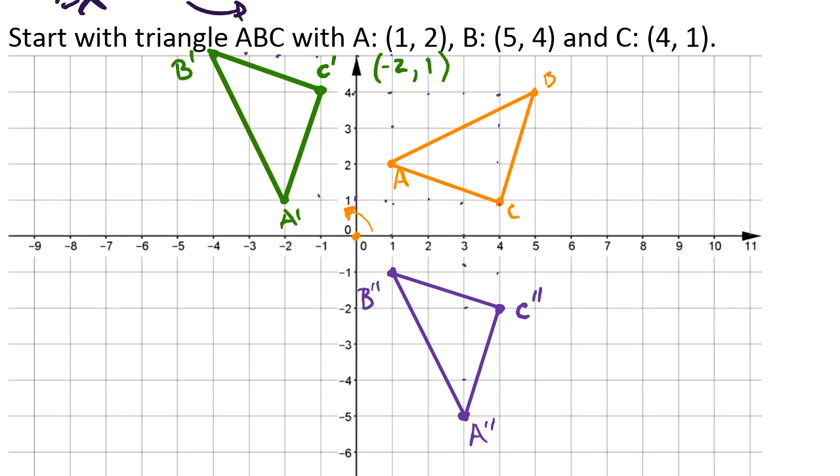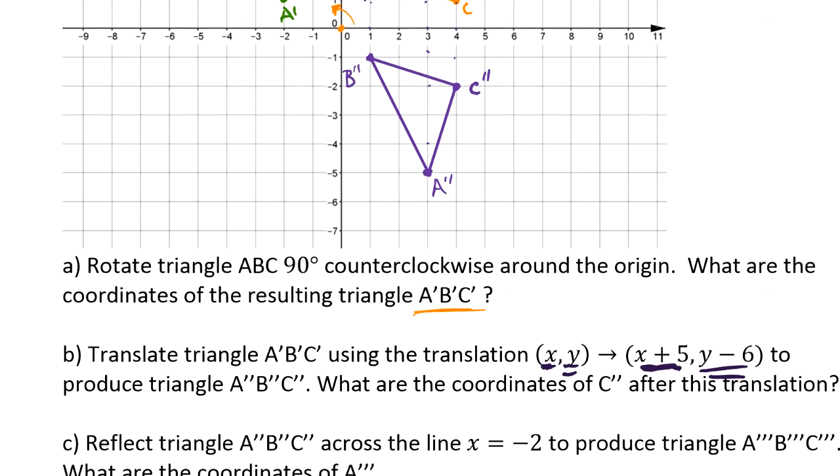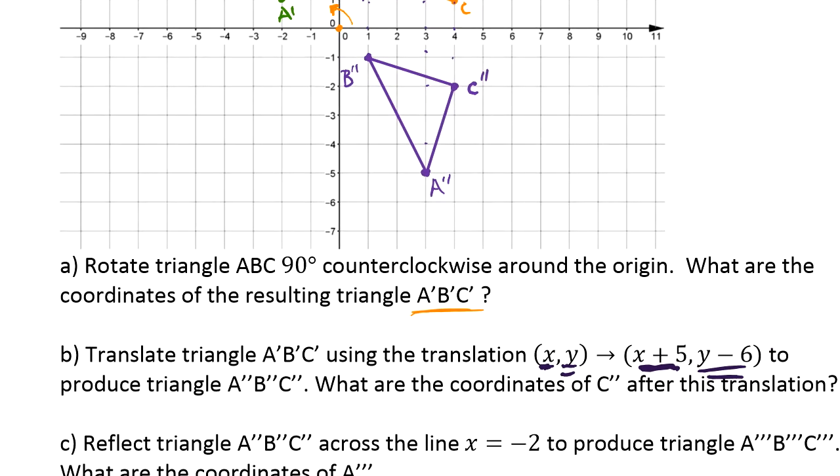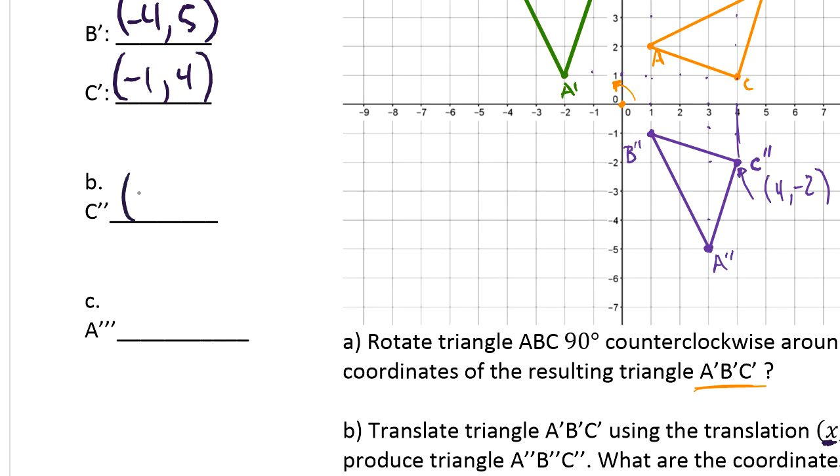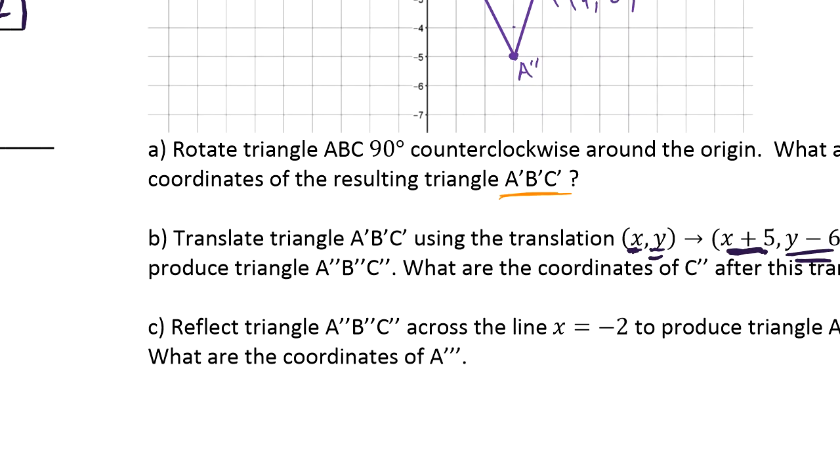Let me look at question B again. It says, what are the coordinates of C double prime after this translation? So when I look at C double prime, I can see that it has an x value that's equal to 4, and it has a y value that's equal to -2. So this is definitely at 4, -2. Let me write this over here in the important spot. 4, -2.